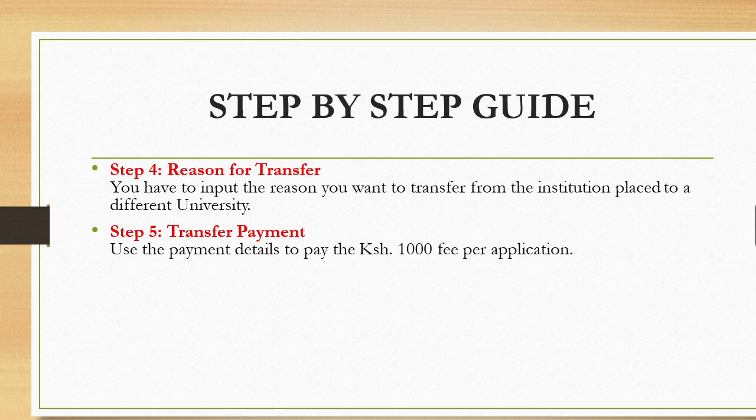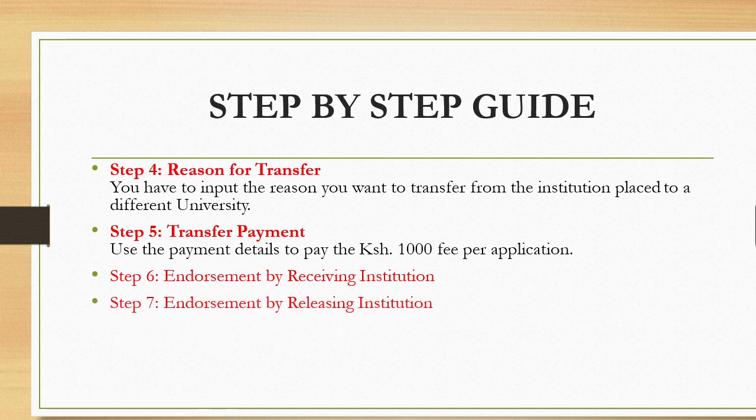Number 5, you have to do the transfer payment. I've already indicated. So the transfer payment is what? 1,000 Kenya shillings, right? Remember to keep all those particular transactions safe, because you might need them for future reference. Step 6, of course, endorsement by receiving institution. Where you are planning to move to, they have to endorse you. So let's say if it is University X, they have to approve that they have accepted you to move there.